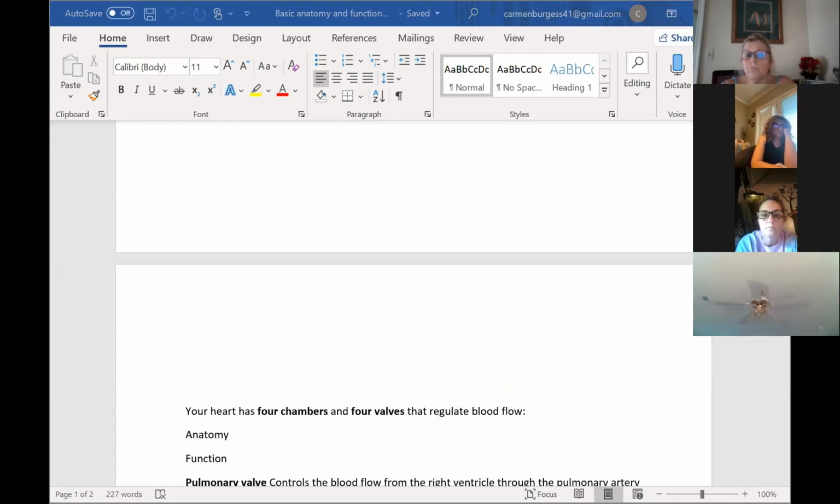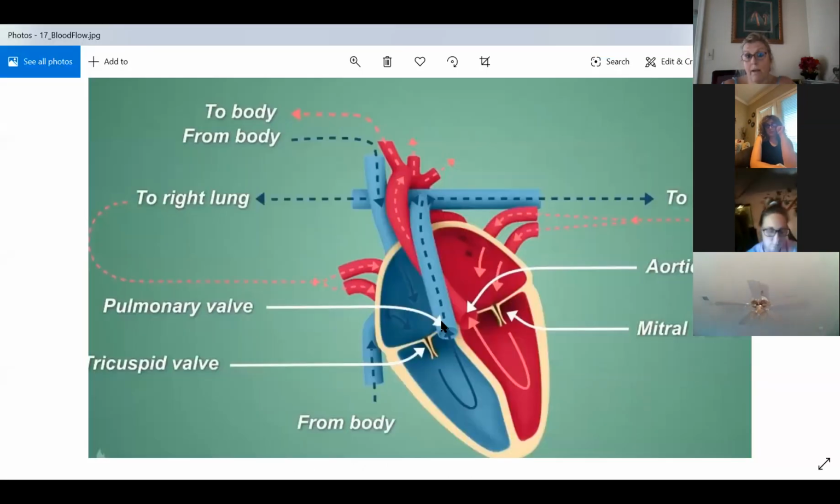So when it leaves the right atrium, it goes where? To the right ventricle, then the pulmonary artery.